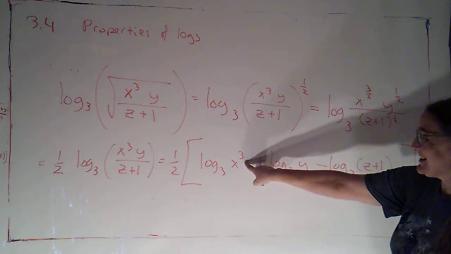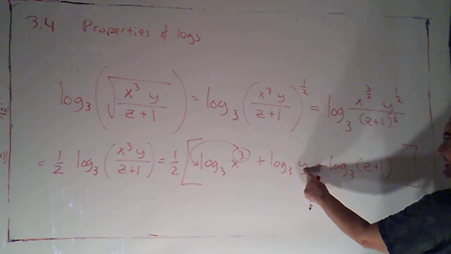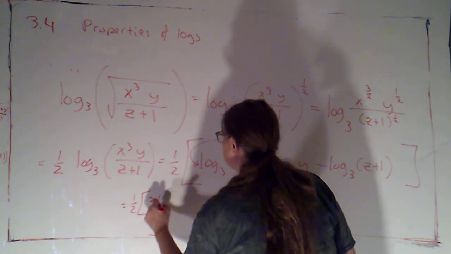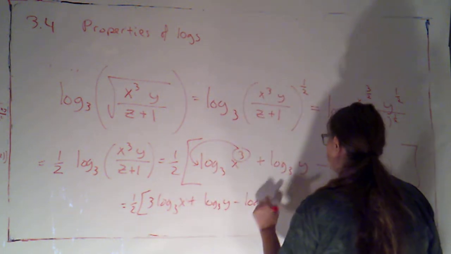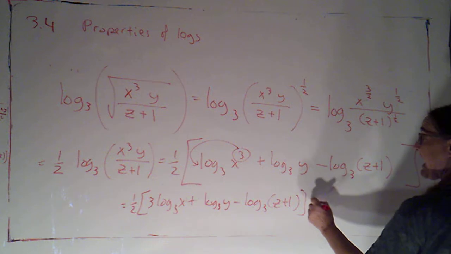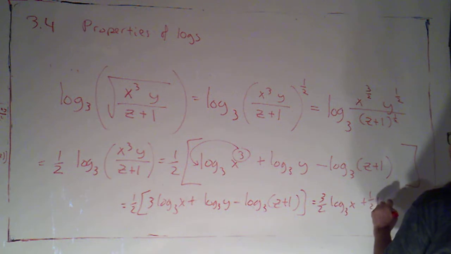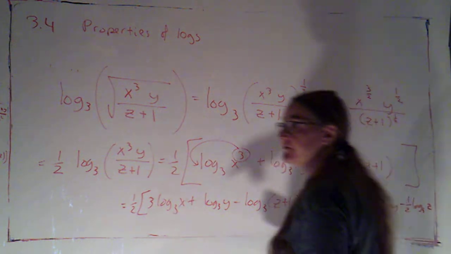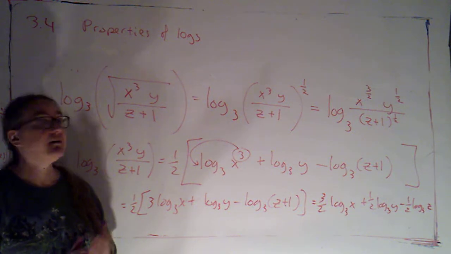Now, this one can be simplified further because I can bring that 3 down. Here, the argument is as simple as it can be. Same here. So now I would have 1/2 times the quantity 3 log base 3 of x plus log base 3 of y minus log base 3 of z plus 1. And then I would want to just distribute that 1/2. So we'll have 3/2 log base 3 of x plus 1/2 log base 3 of y minus 1/2 log base 3 of z plus 1. Same answer we got the other way, just depends on what you see first.